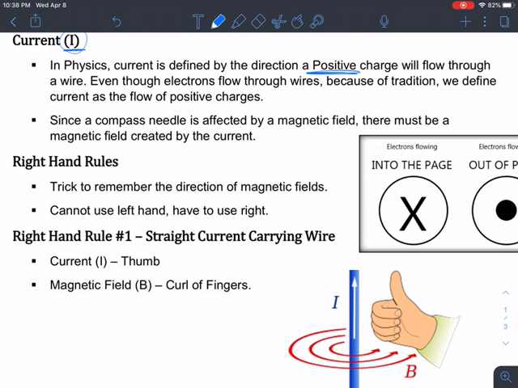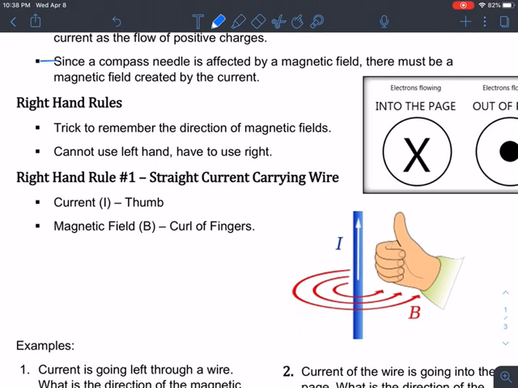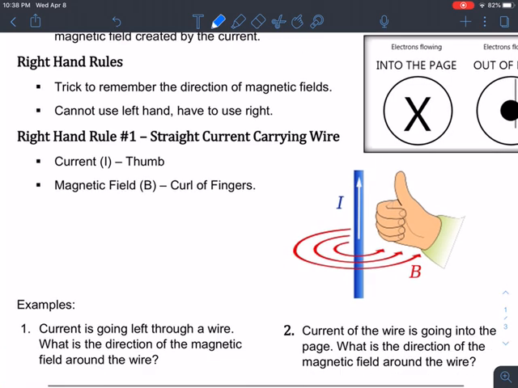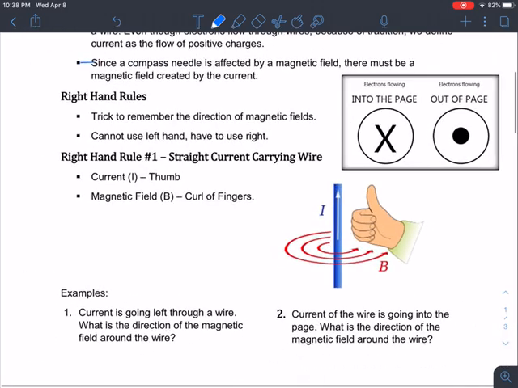And so he decided that, like I said here, since a compass needle is affected by the field, there must be a magnetic field induced by current. And so we're going to use rules that are called right-hand rules, and this is what Hans Christian Ørsted found. Okay, not Hans Christian Andersen, though do some reading with him.